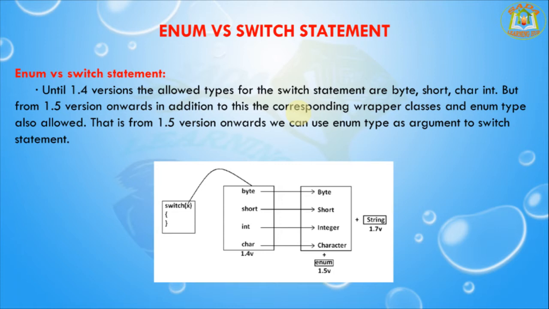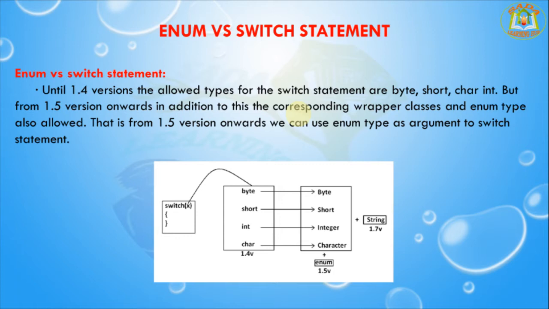In the 1.4 version, it allows only byte, short, char, int. But from 1.5 version onwards, it allows all wrapper classes and also enums in the switch statement.